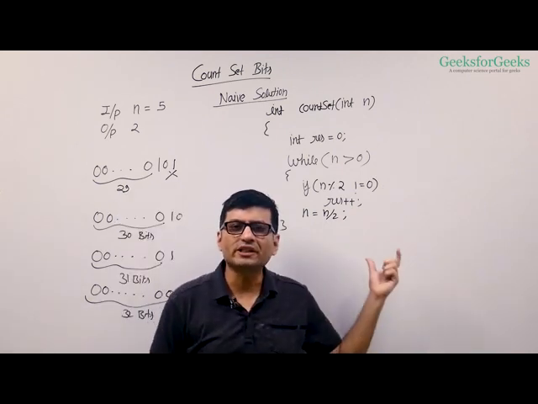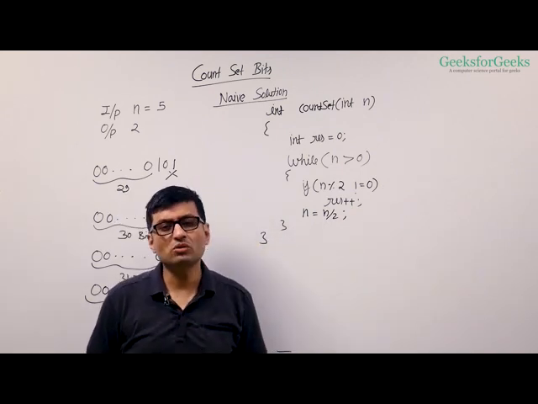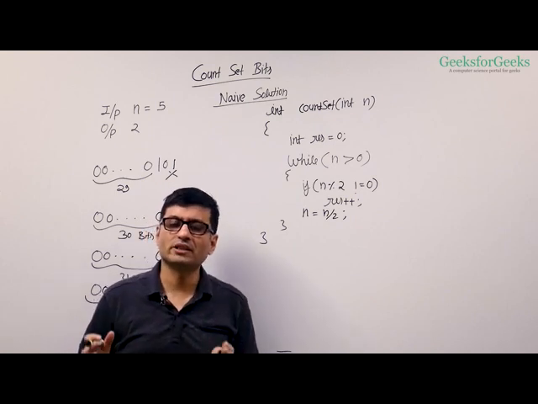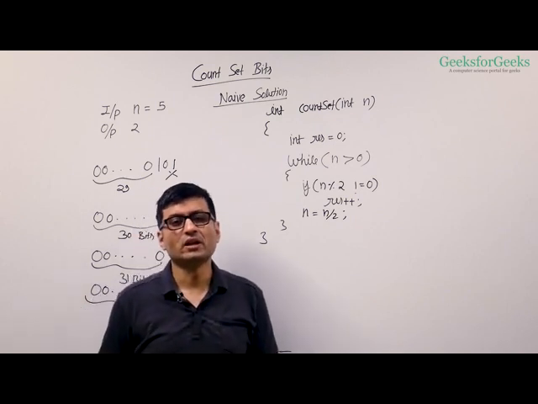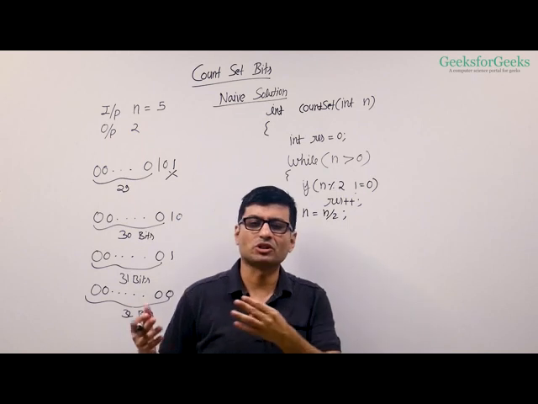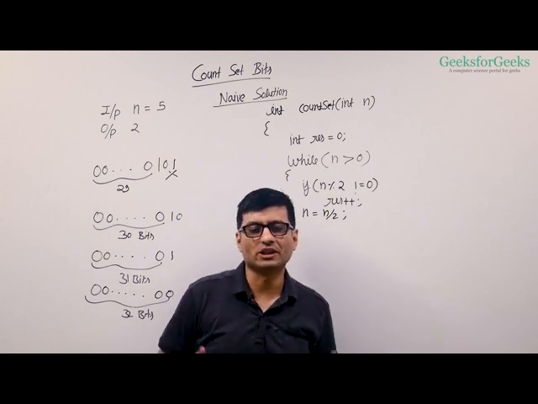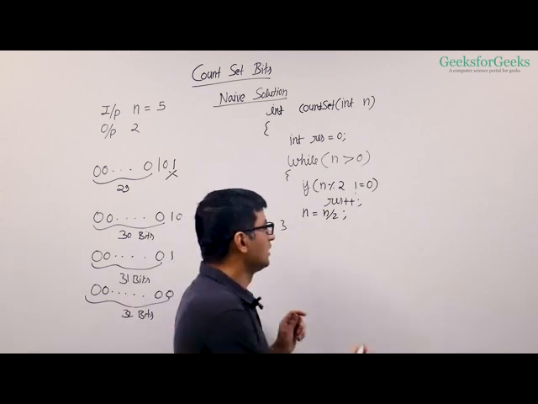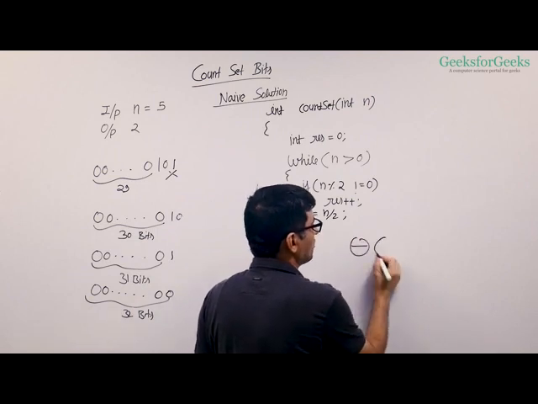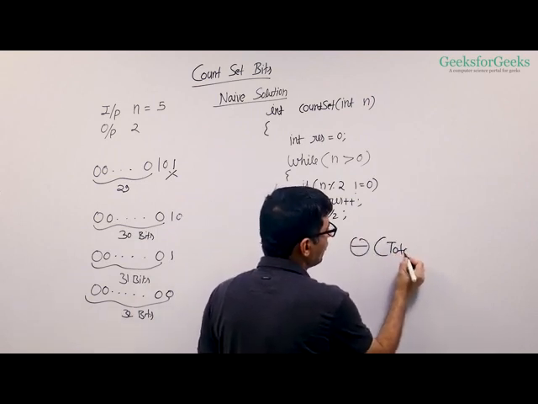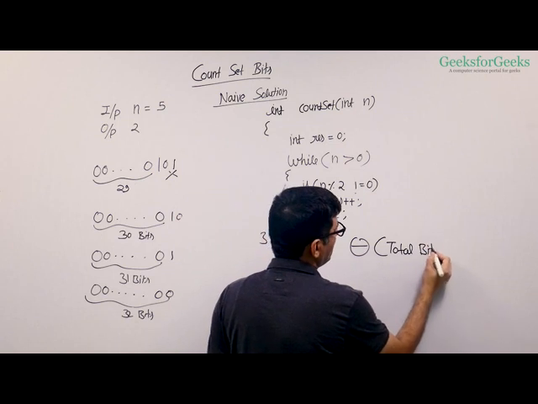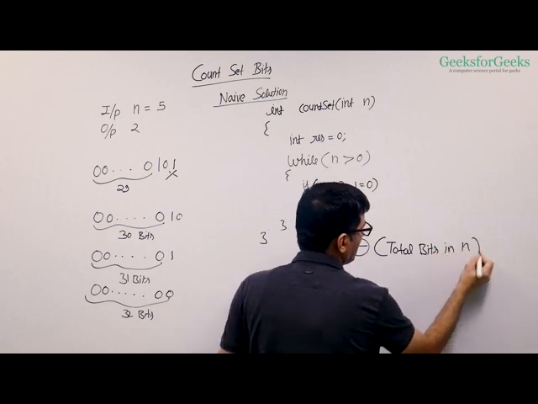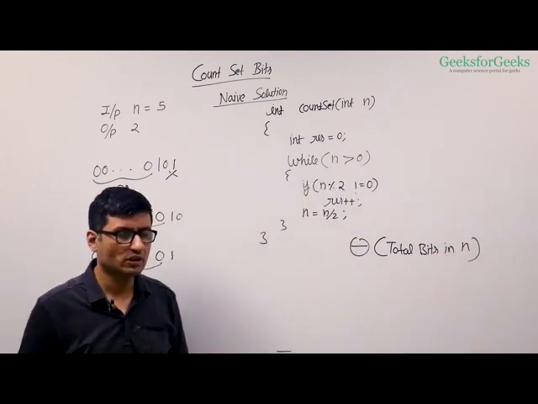So how much time does it take? It takes time proportional to total bits in binary representation of n. If it's 32 bits, then it's proportional to 32. If it's 64 bits, then it's proportional to 64 bits. So the time complexity of the solution is theta of total bits in n. That's the time complexity of the solution.